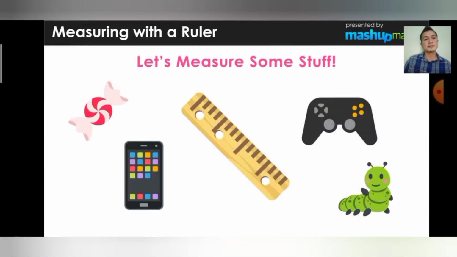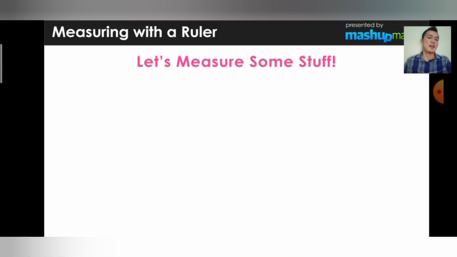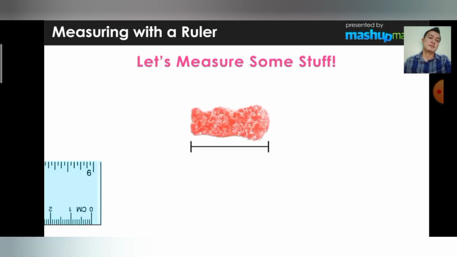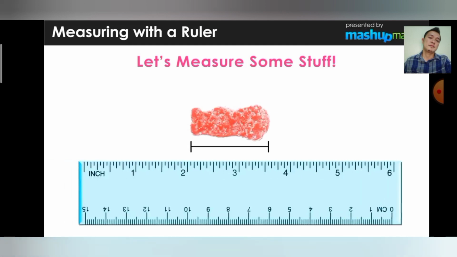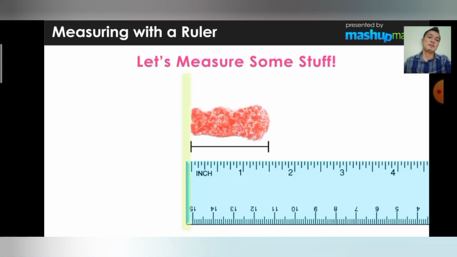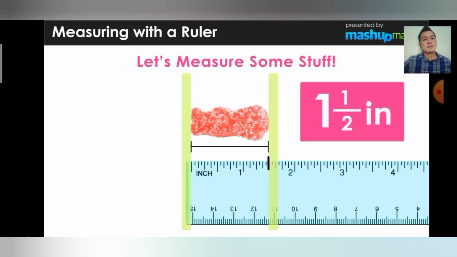So now that you have a better understanding of using a ruler to find the measure of a length, let's gain some practice using a ruler to measure some different items. All right. So let's start off by finding the height of this piece of candy. We can start by turning the figure on its side and taking our ruler and lining it up so that the 0-inch mark is aligned with the left edge of the figure, and seeing how far along it goes on the ruler to the right edge of the figure. In this case, this piece of candy has a length of 1.5 inches.